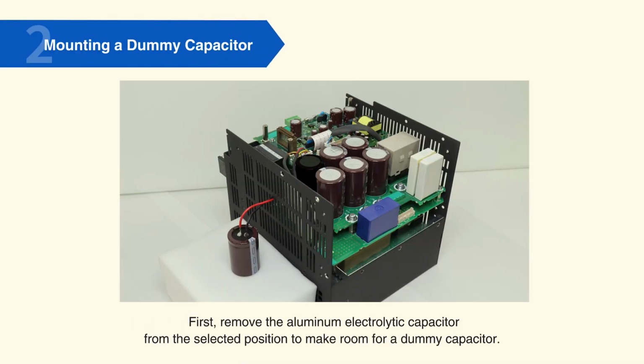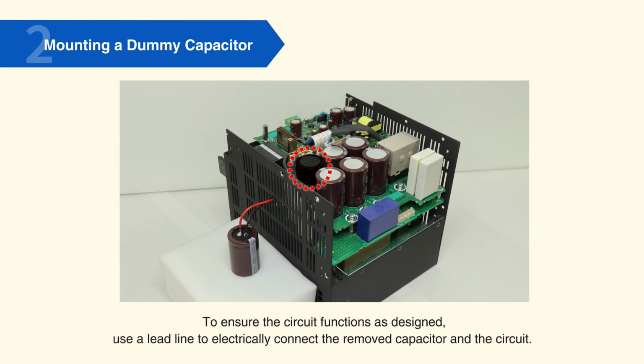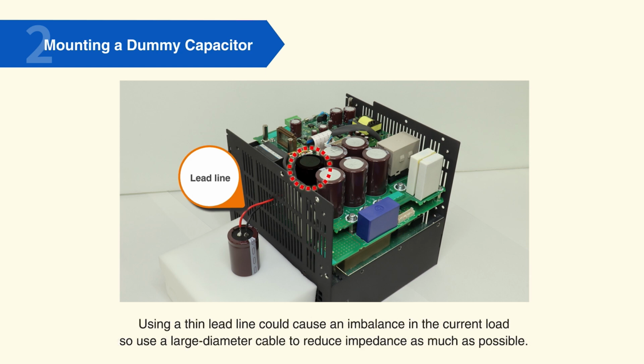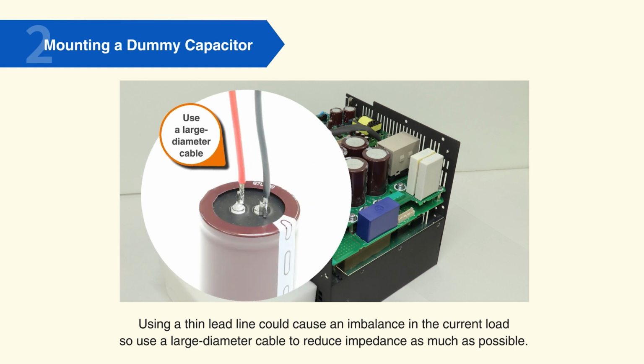First, remove the aluminum electrolytic capacitor from the selected position to make room for a dummy capacitor. To ensure the circuit functions as designed, use a lead line to electrically connect the removed capacitor and the circuit. Using a thin lead line could cause an imbalance in the current load, so use a large diameter cable to reduce impedance as much as possible.